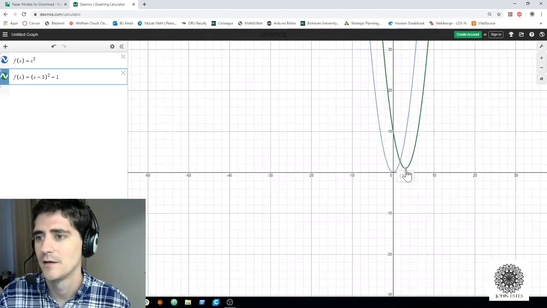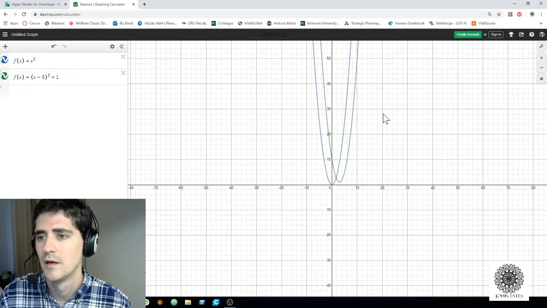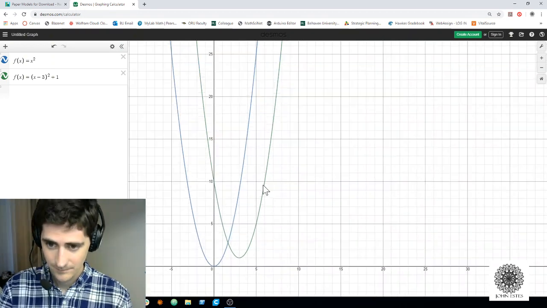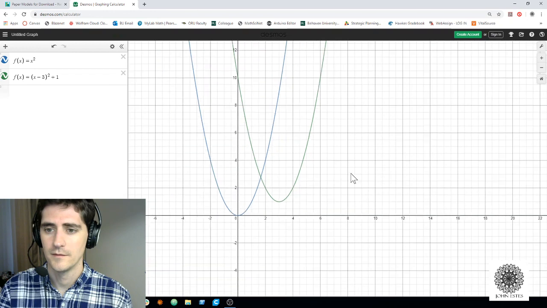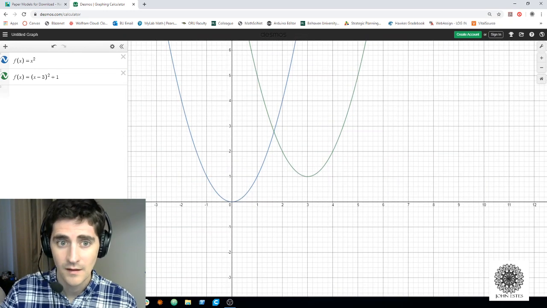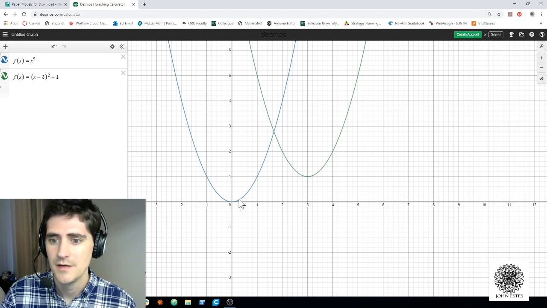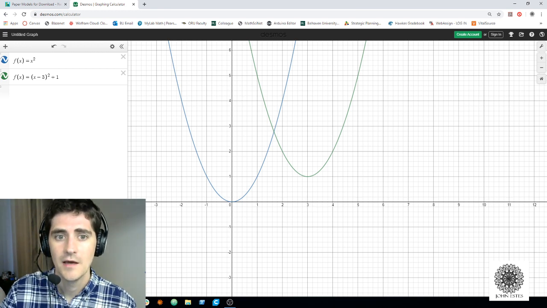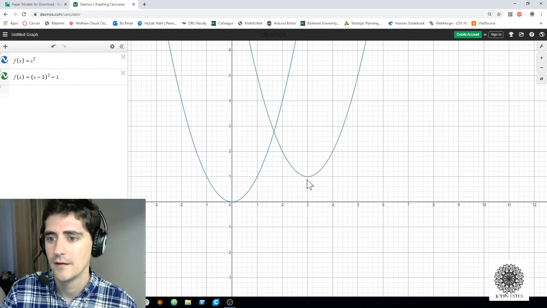Look, if I zoom out enough, you can see that the green and the blue are really the same shape, right? All I did was move the graph in the plane. And how did I move it? Well, since h was 3, where I started at 0, I moved over to positive 3 in the left and right direction. And k was 1, so I moved everything up 1 unit.